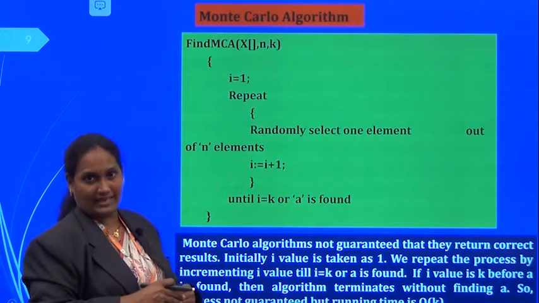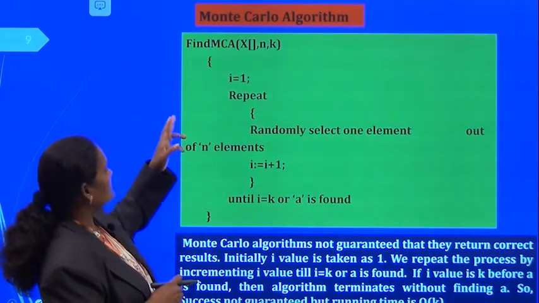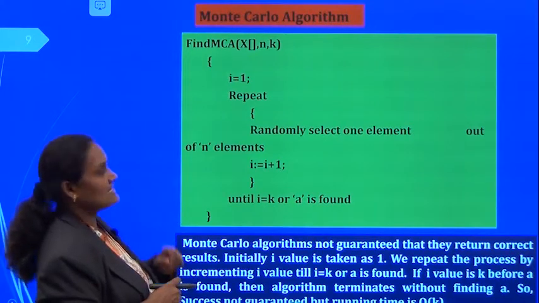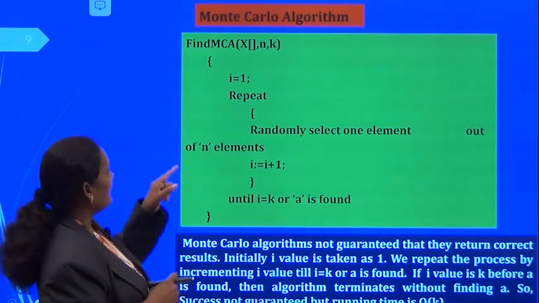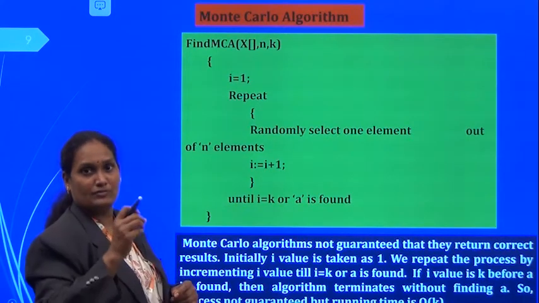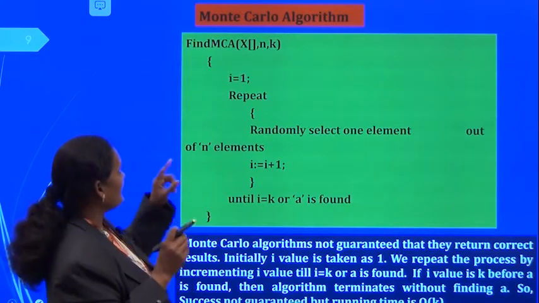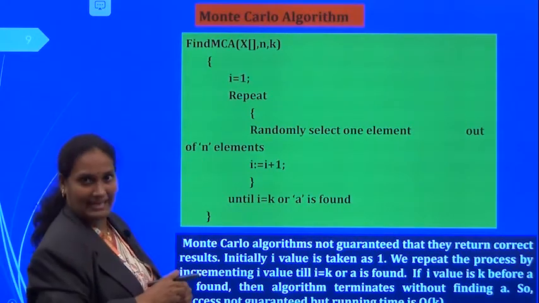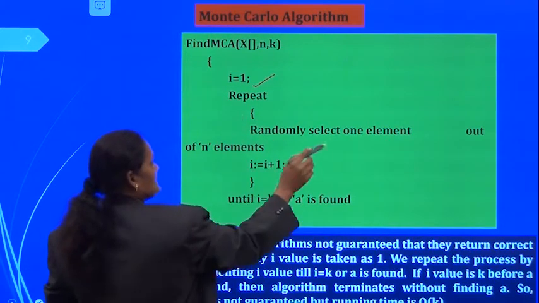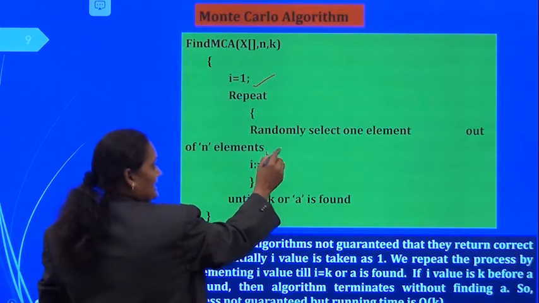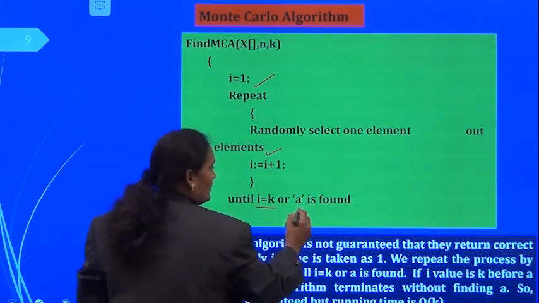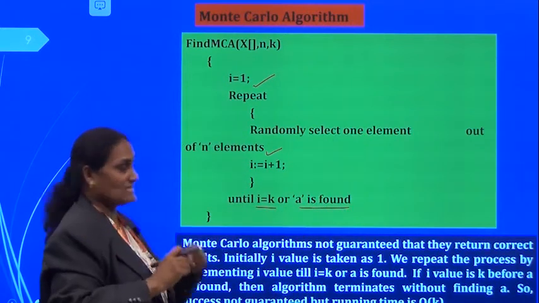The example for a Monte Carlo algorithm is: find Monte Carlo algorithm of x, n, k. Here x is an array which contains n elements and k is the key element which is to be found. The presence of that k should be found in the given array x. Now let us see. i is equal to 1. Repeat: randomly select one element out of n elements, i is equal to i plus 1, until i is equal to k or a is found. Let us observe this algorithm.